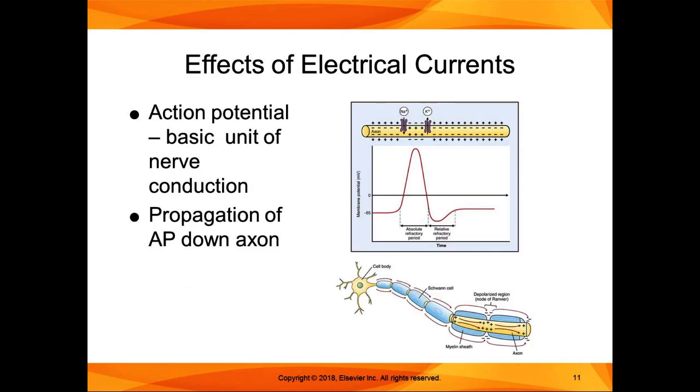So as far as the effects of electrical currents, most of the time with electrical currents, we are exerting our physiological effect by depolarizing nerve membranes and trying to produce an action potential. So the action potential is the basic unit of nerve conduction. So electrical currents produce clinical results because they stimulate action potentials in either sensory or motor nerves. And once that action potential is generated, it propagates down the axon. And that's what we're trying to do. We're trying to generate an action potential.